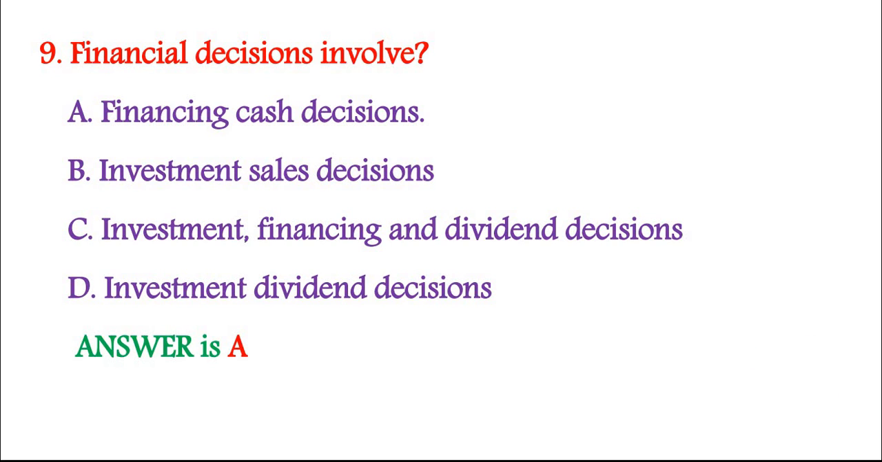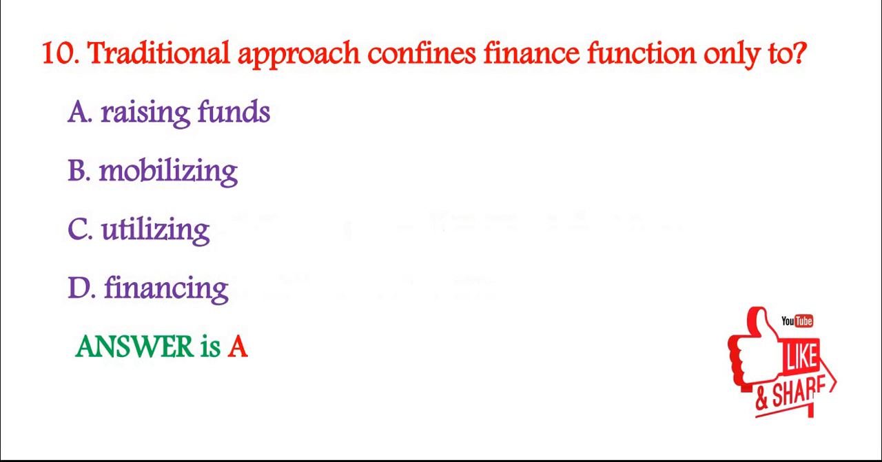9. Financial decisions involve: A. Financing cash decisions, B. Investment sales decisions, C. Investment, financing, and dividend decisions, D. Investment dividend decisions. Answer is A. 10. Traditional approach confines finance function only to: A. Raising funds, B. Mobilizing, C. Utilizing, D. Financing. Answer is A.